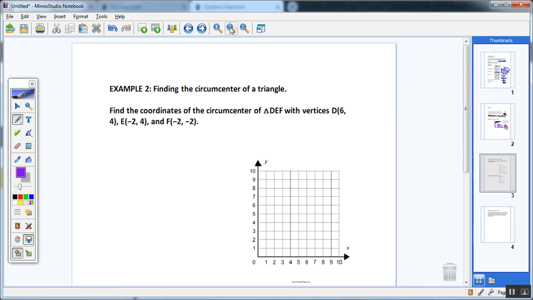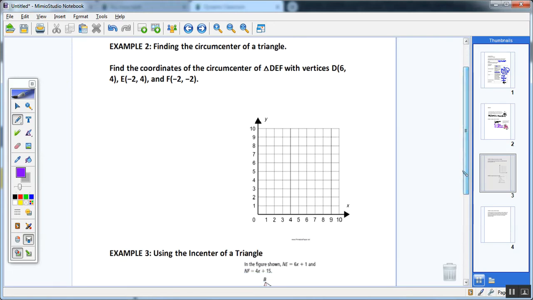Example 2 says finding the what, kids? Circumcenter. Is that angle bisectors or perpendicular bisectors? Perpendicular. So are we going to be bisecting sides or bisecting angles here? Sides. Okay, let's get our points up here. D is what point? I'm going to go right 6 and how much up? 4. That's D. E is where?